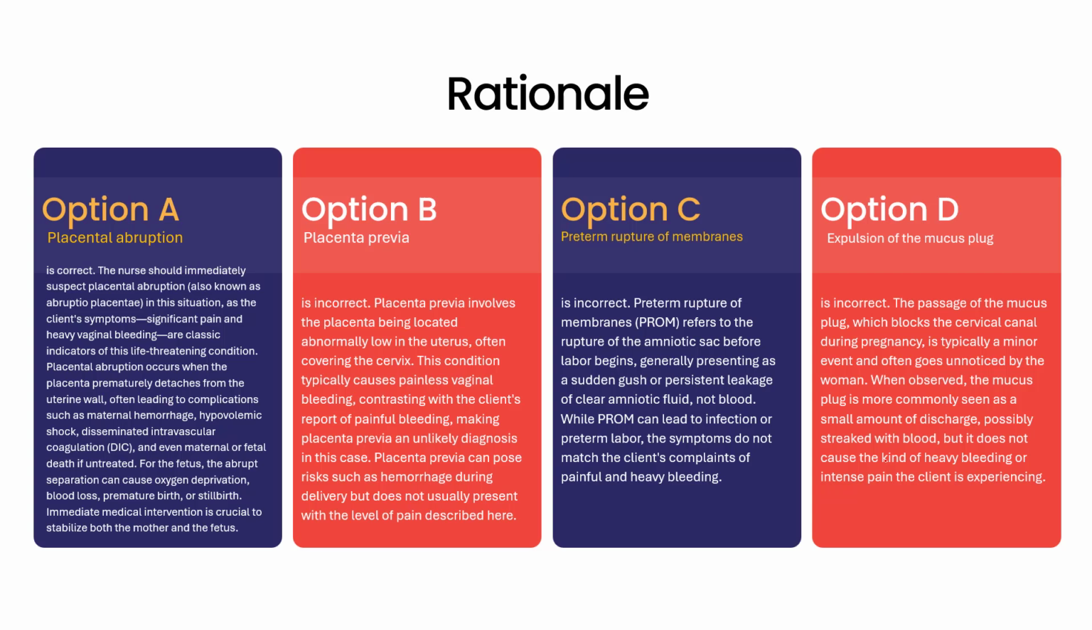D is incorrect. The passage of the mucus plug, which blocks the cervical canal during pregnancy, is typically a minor event and often goes unnoticed by the woman. When observed, the mucus plug is more commonly seen as a small amount of discharge, possibly streaked with blood, but it does not cause the kind of heavy bleeding or intense pain the client is experiencing.